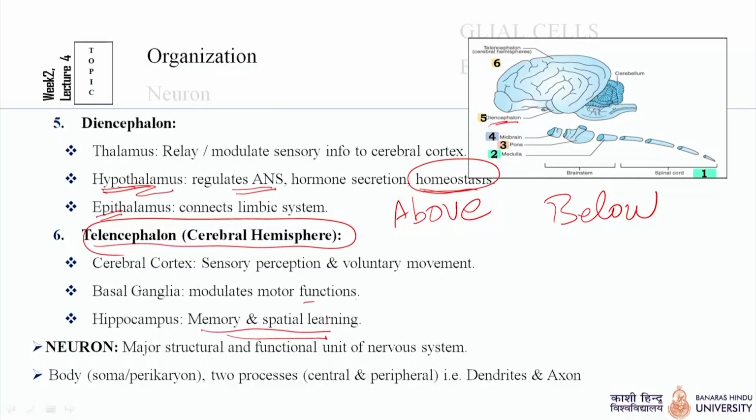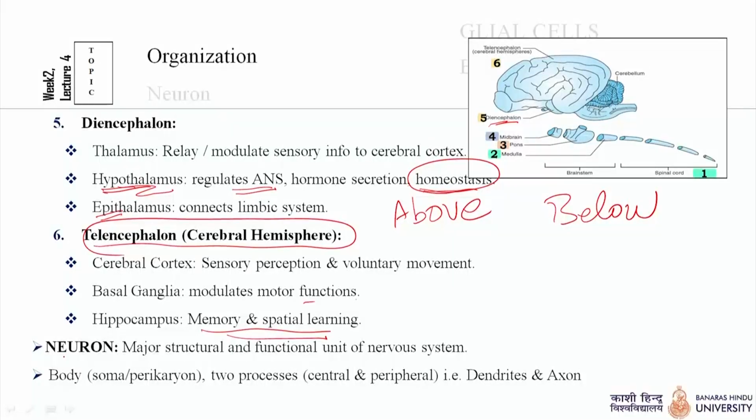Now, this is about the brain, the CNS regions. Now we will move on to the next aspect: what is the neuron. The neuron is the basic structural and functional unit of a nervous system. When you take a nervous system, it will have two types of cell. One is the nerve cell, called a neuron, and another is called a glial cell, that is, a non-neuronal cell. These are the two types of cells present in the nervous system.